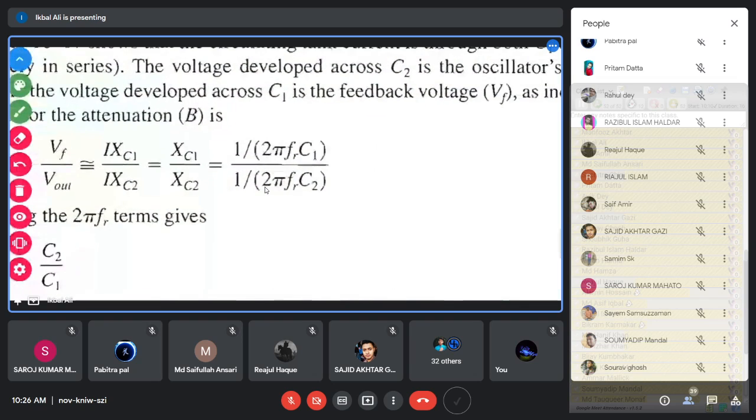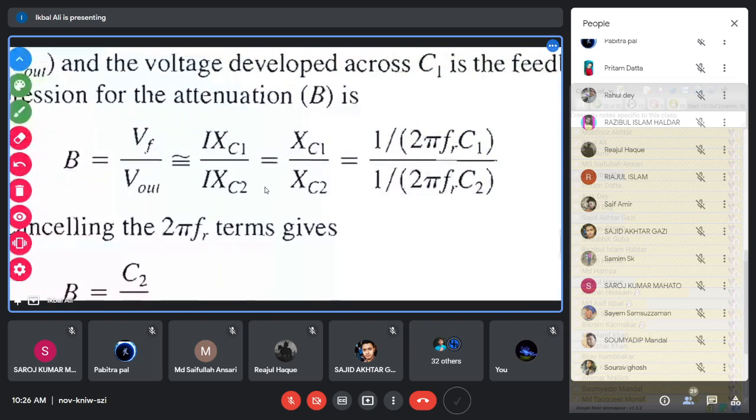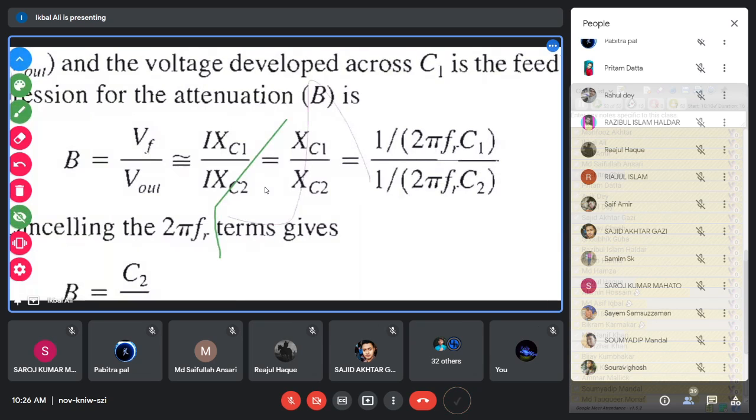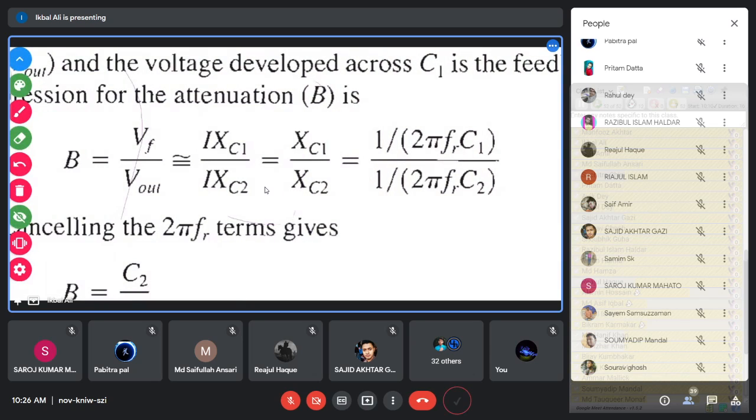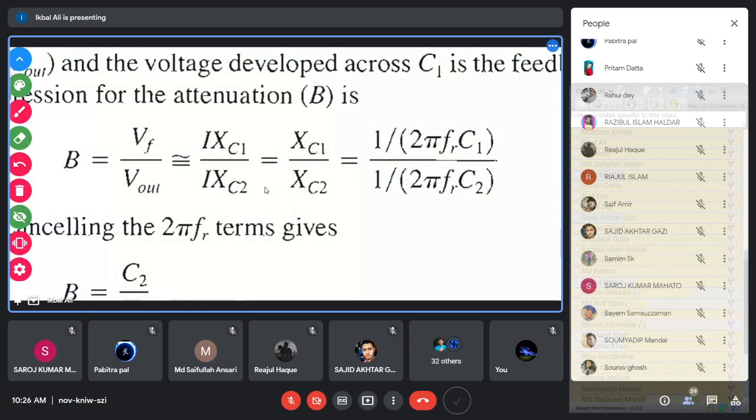So you see here, this is the calculation. Whatever it is, this is your beta. It is represented as B in this case, but you can consider this also as beta. Beta is just the ratio of VA by Vout. And what is VA? The voltage developed across capacitor C1 due to the current flowing through C1.